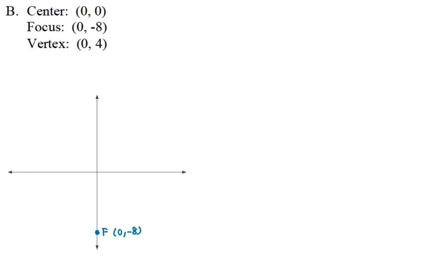A vertex at 0, 4. Okay, so if the center is 0, 0, I go down 4 to get to my other vertice. And then I go up 8 to get to that other focal point. Okay, so what does that mean? Well, that means that A is 4 and C is 8. Distance from the center to the vertice is A. Center to focal point is C.